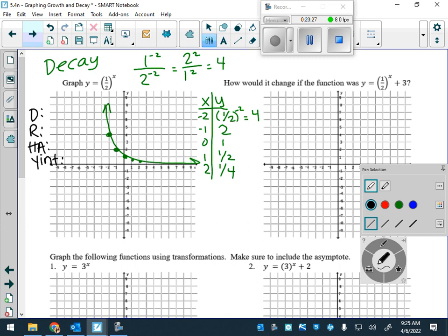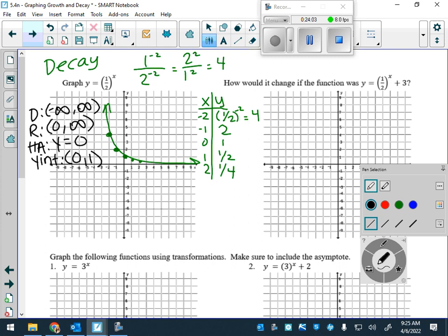Okay. So, this is our decay graph. It's just going in the opposite direction. What is our domain? Jason? Yeah. What would be our range? Go ahead. 0 to infinity. What is our horizontal asymptote? 0. And our y-intercept.